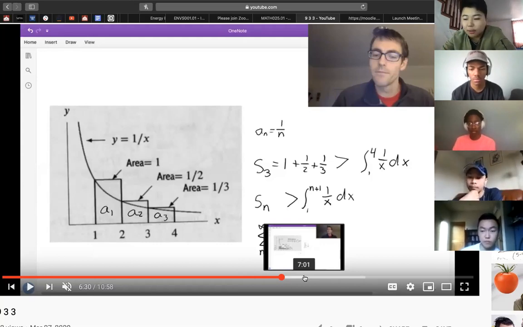Quick question. The theorem regarding the integral test is only true if the function is decreasing and always positive, right? Yes. Okay.